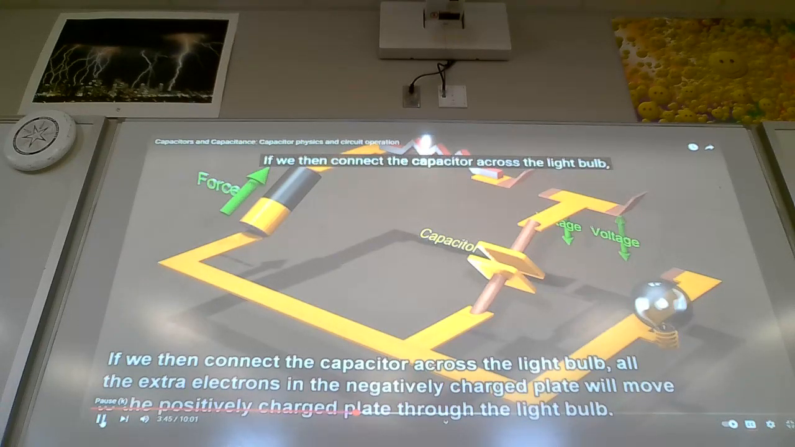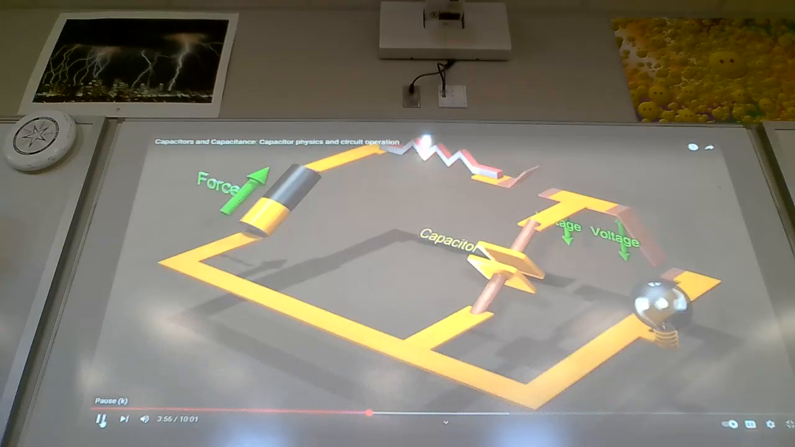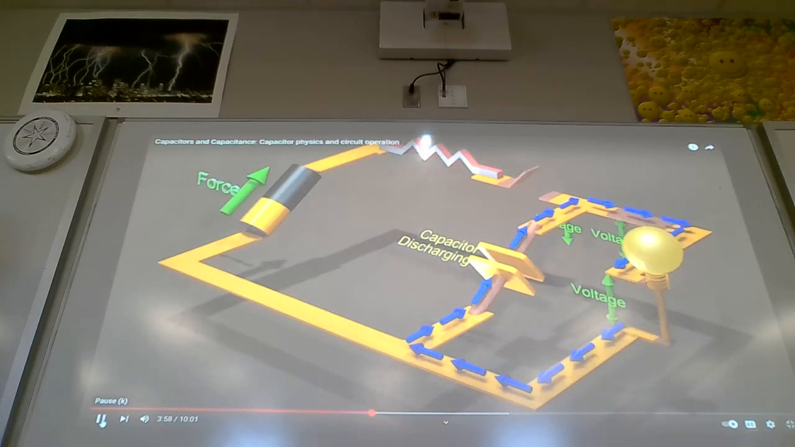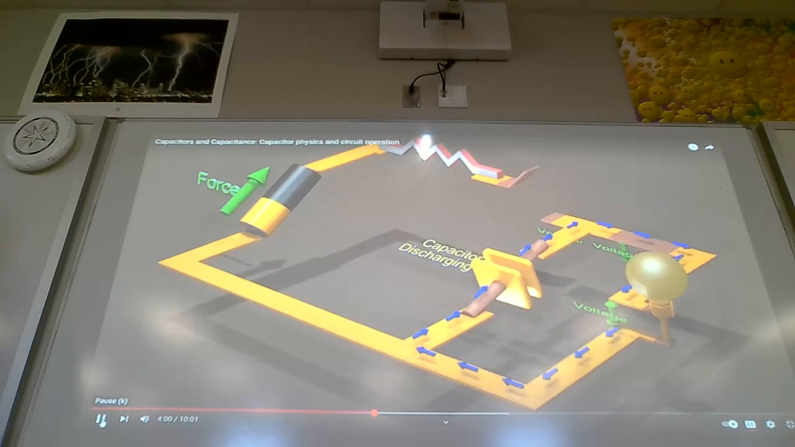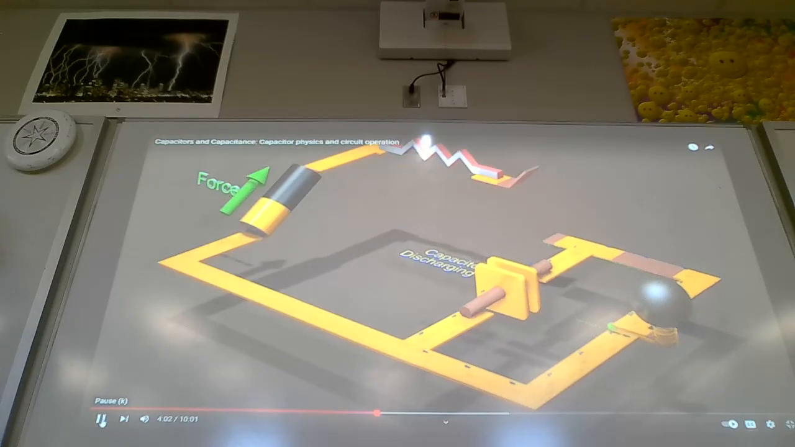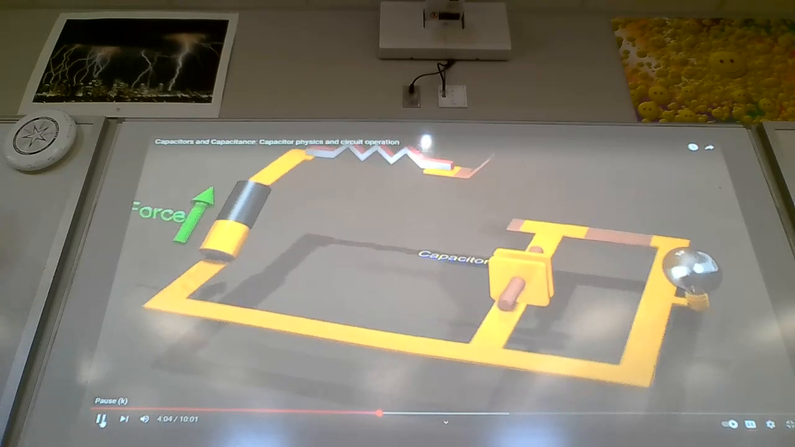If we then connect the capacitor across the light bulb, all the extra electrons in the negatively charged plate will move to the positively charged plate through the light bulb. Okay, so the capacitor is now the battery. The voltage drop across the resistor matches the voltage drop across the light bulb. It's actually a voltage gain with the capacitor now.